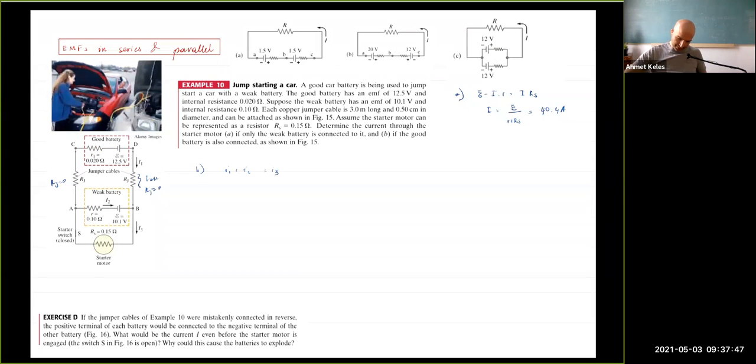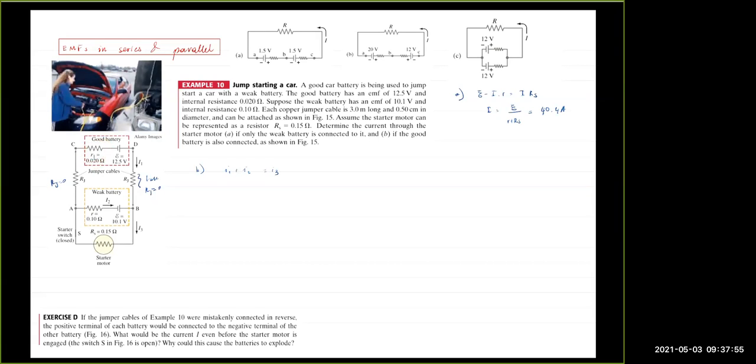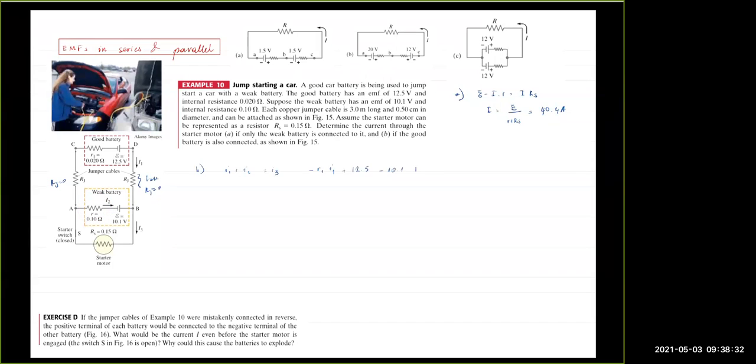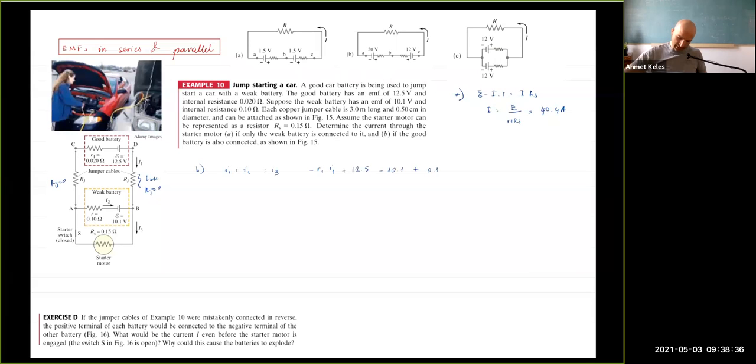So then it is going to be what? Some R1 times I1, and this is minus because I'm in the same direction as the current. And now this one is bigger minus smaller, so it's going to be positive, so plus 12.5. I ignore the jumper resistors, and I have this guy. I'm now going from bigger to smaller, so smaller minus bigger is minus, so it's going to be minus 10.1. And here I am in the opposite direction of the current, so this is also plus. This is plus 0.1 times I2 should be equal to 0.